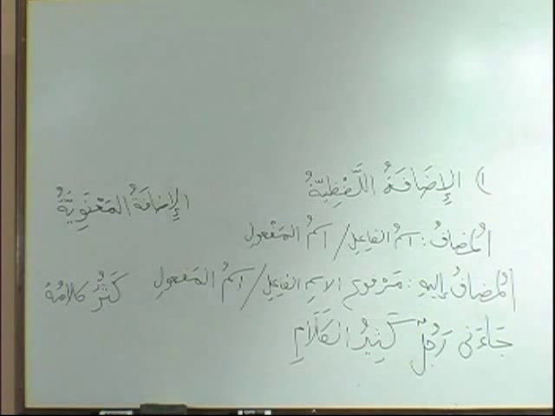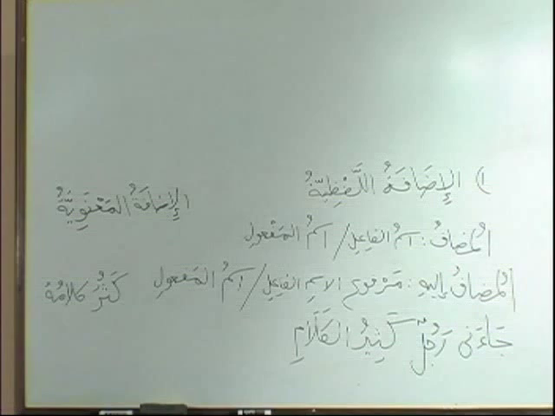Kathirul kalami is not like kitabul waladi, where the child possesses something. What I mean? Sayyaratu tajiri, the merchant's car. He possesses it. It's not like that. Kathirul Kalami means a talkative man. Kathir is nakira. You follow me? Ja'ani rajulun kathirul kalami.